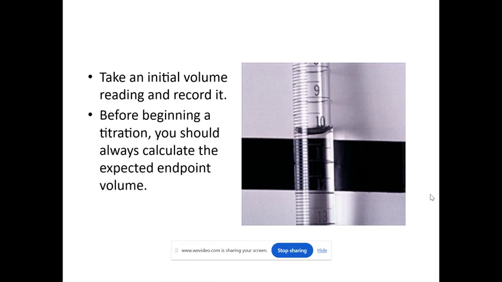And then before beginning a titration, you should always calculate the expected endpoint volume. That way, you know we have enough volume in the burette in order to correctly titrate and reach the endpoint without running out of our titrant. So if you fill up, say, half your burette, and you're like, okay, this should be enough, and then you reach the end and you're like, whoops, that wasn't enough, right? So it's always good to do a guesstimate of how much volume you're going to need before you start to make sure you have at least that much, and you should always have a little bit more.